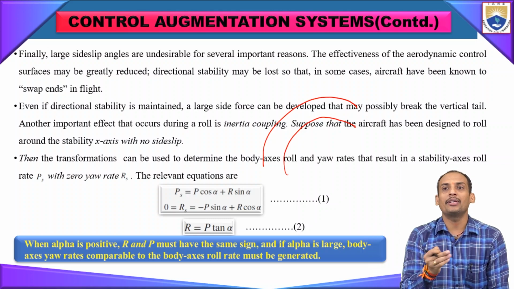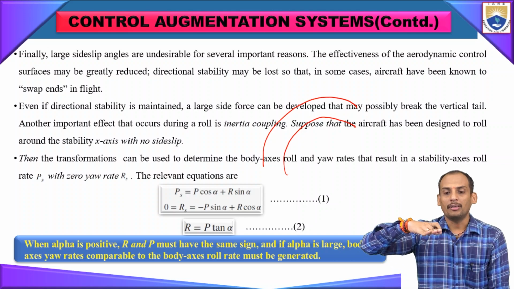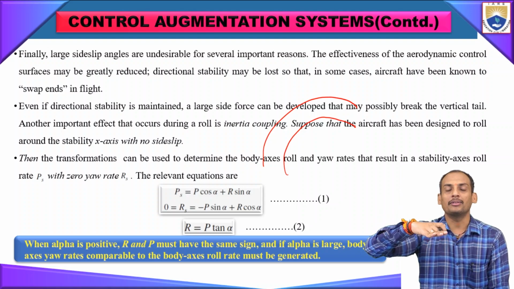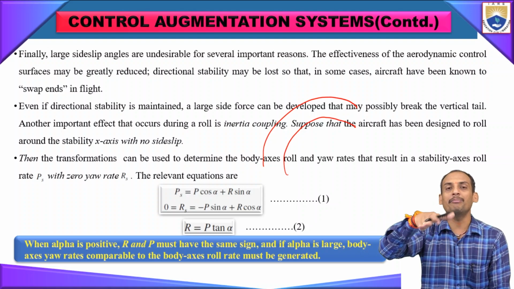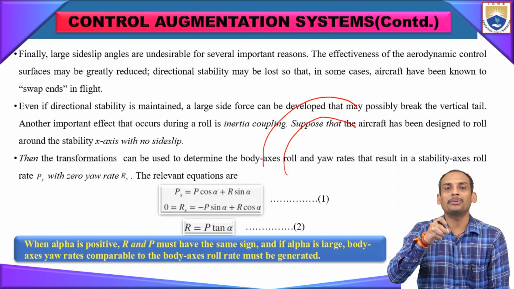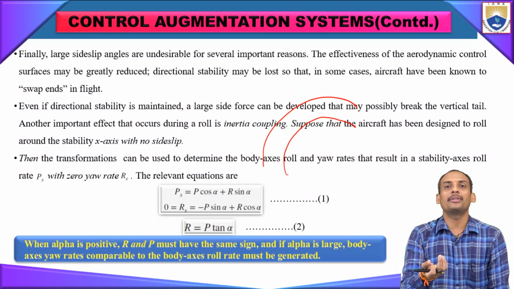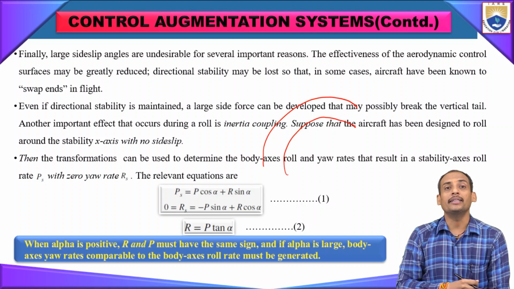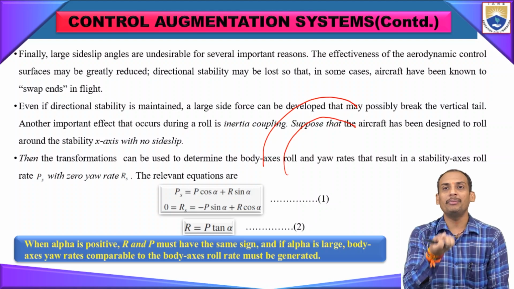So suppose that the aircraft has been designed to roll around the stability x-axis with no side slip. If it is without side slip, it may not get a total turning moment. But if we reduce that pitching moment and make the turn with no side slip, we can also get a yawing moment like that. So that type of transfer of movement we can also achieve.